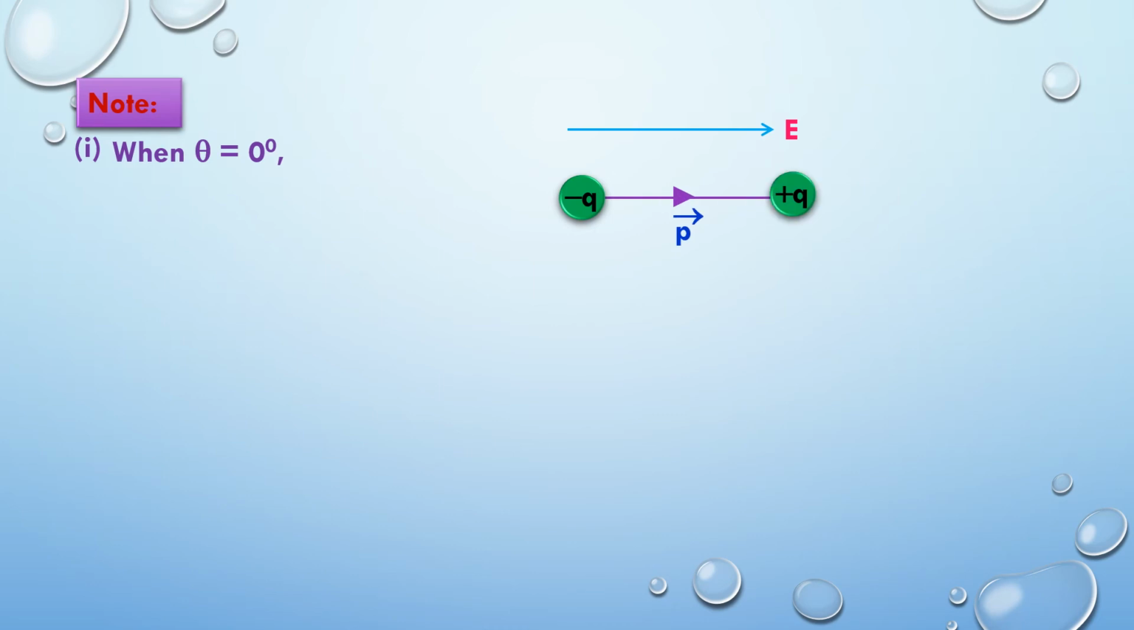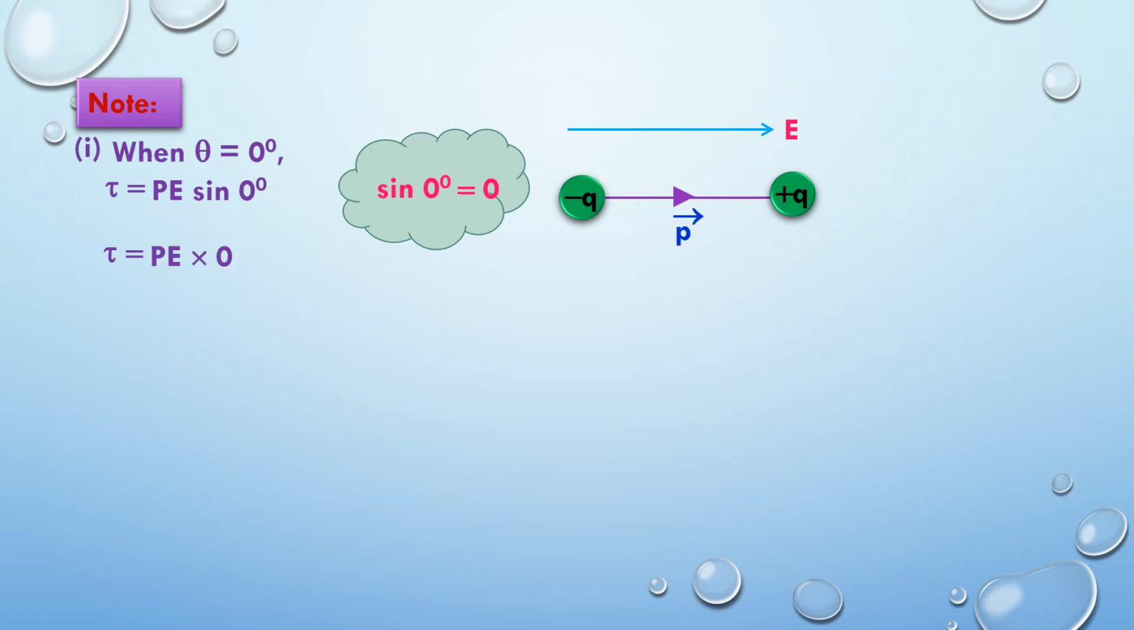Therefore, first point, when theta is equal to 0 degrees, it means the electric dipole moment is along the direction of electric field, or we can say the dipole gets aligned along the direction of electric field. Therefore, torque is equal to PE sine of 0, and sine of 0 is equal to 0, hence torque is equal to PE into 0, or torque is equal to 0. Hence, torque is minimum when the electric dipole gets aligned along the direction of electric field.